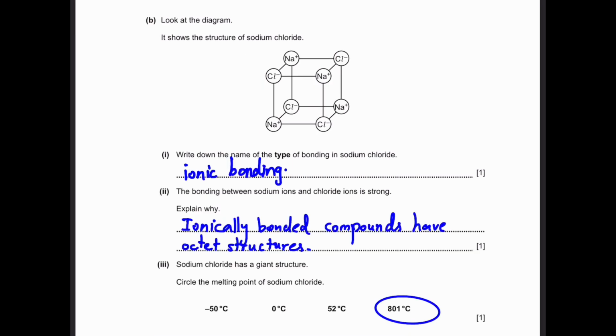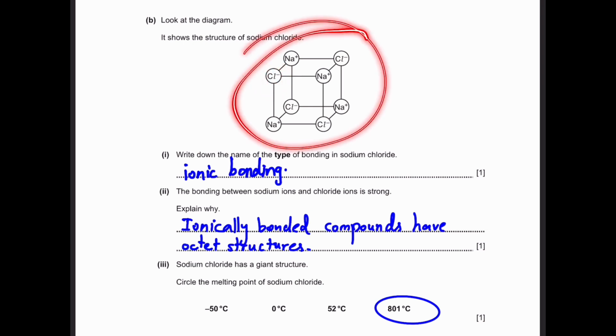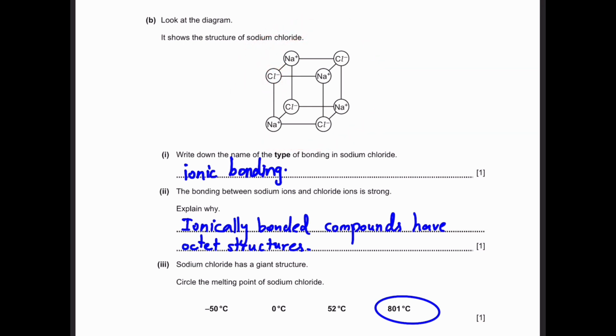Look at the diagram. It shows the structure of sodium chloride. 1. Write down the name of the type of bonding in sodium chloride. As you can see here, we have an Na plus cation and a Cl minus anion in this molecule here, in the structure of sodium chloride. And because they both are ions, it is ionic bonding. Part 2. The bonding between sodium ions and chloride ions is strong. Explain why.